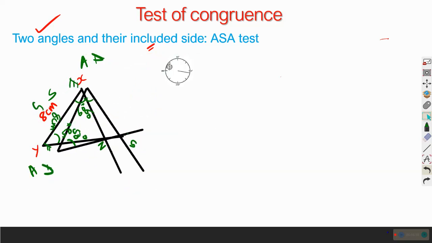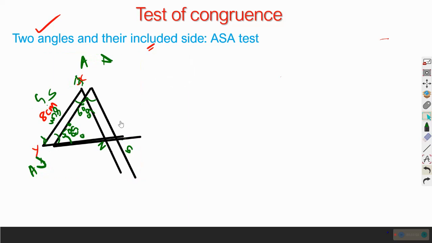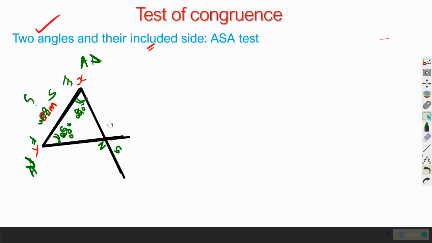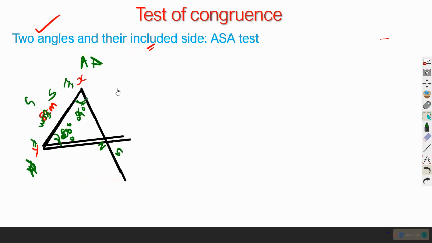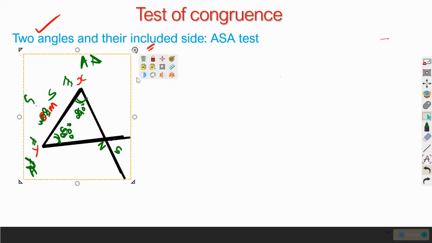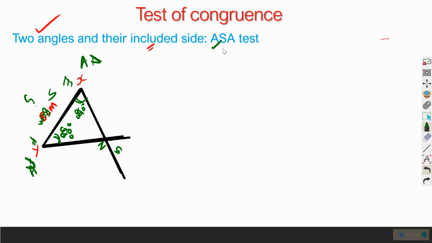So this is not possible in a classroom, but in a digital classroom like this it is possible. See, very good. I succeeded. These two triangles are congruent. How is it congruent? Because of the angle, side, angle test. Two angles and the side included are congruent. So the triangles are congruent. Understood?